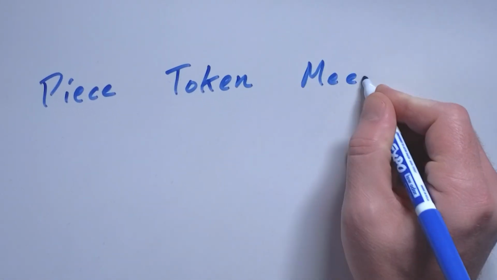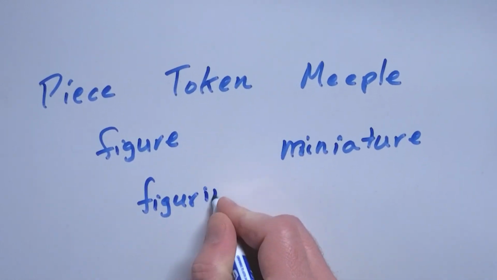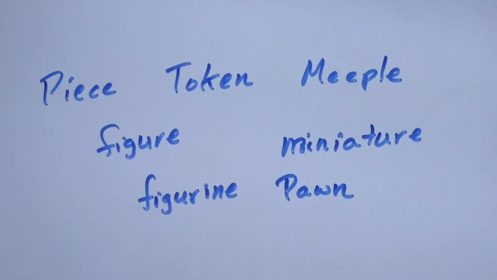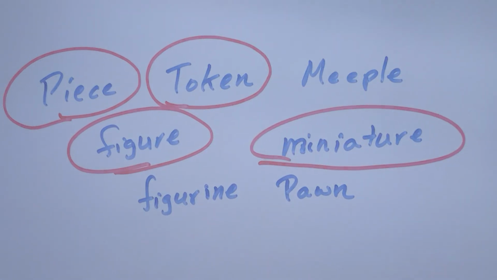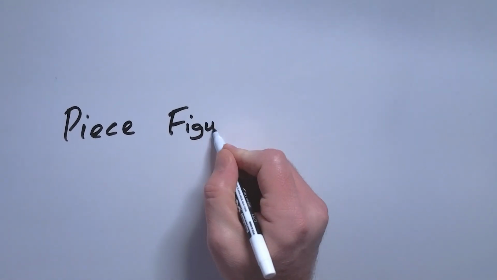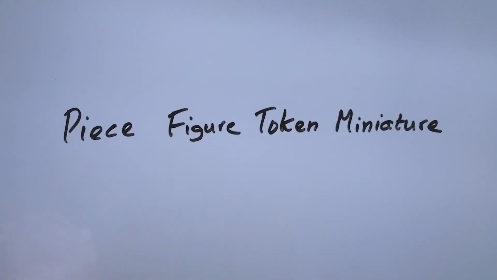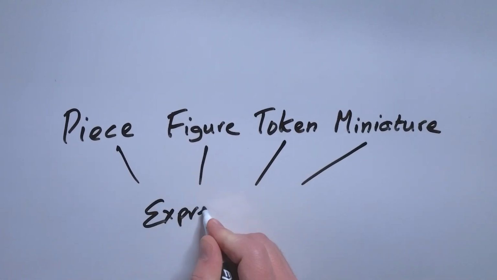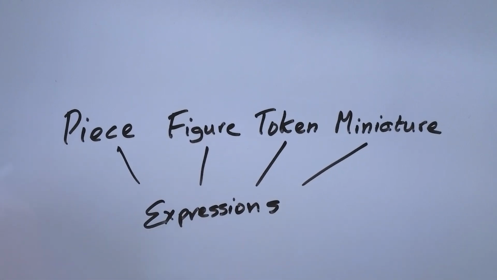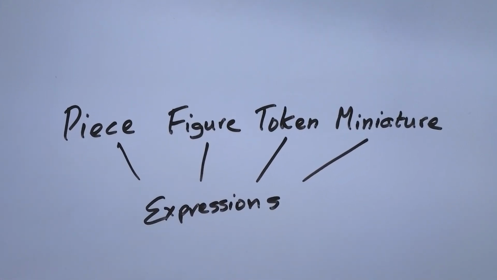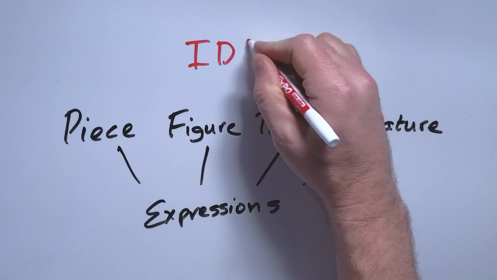Each word or phrase is an expression of an idea. If you want to search, you need to collect the expressions. How do you figure out the relevant expressions? Let's pick a few words. The expressions are piece, figure, token, and miniature. Collectively, these are the idea. You could say, these are the idea of a piece expressed broadly.